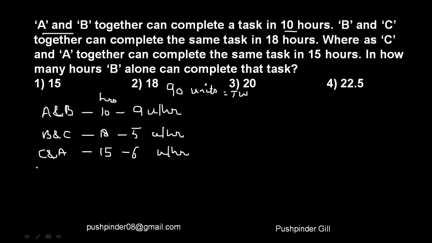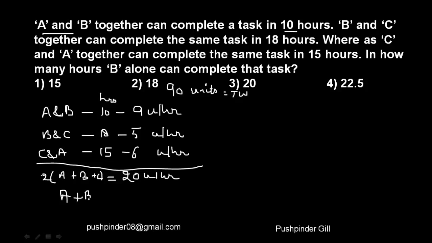Now let's find what all three of them will take to finish the job. As I told earlier in the previous question, twice the number of units finished by A, B and C is nothing but the sum of all three, which is 6 plus 5, 11, plus 9, that is 20 units every hour, right? So A, B, and C together are able to finish 10 units every hour.